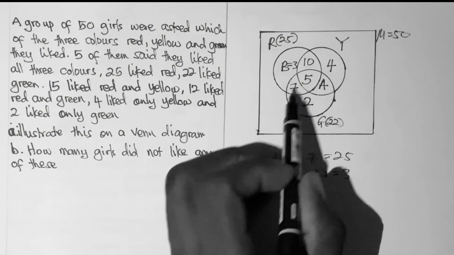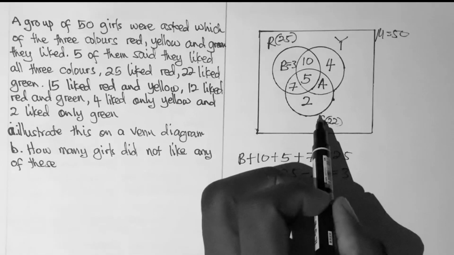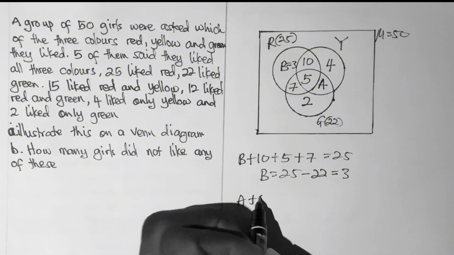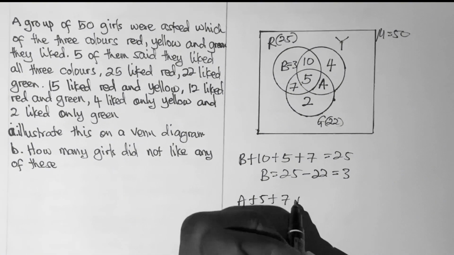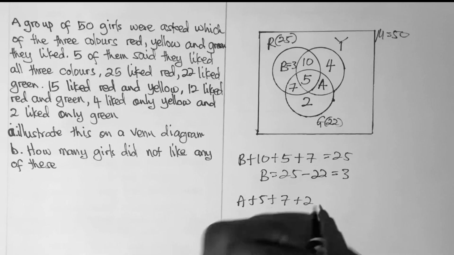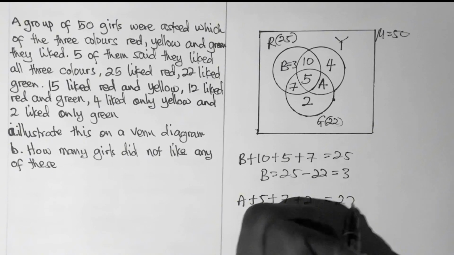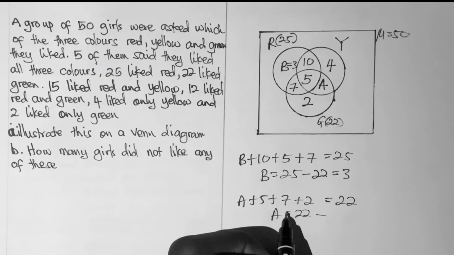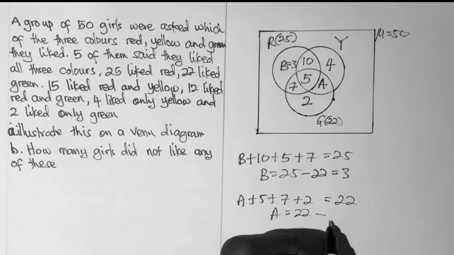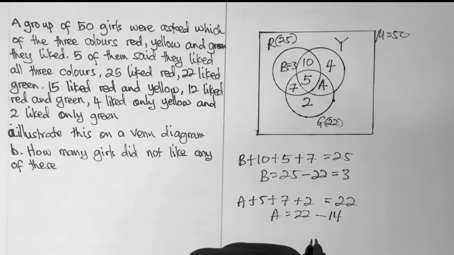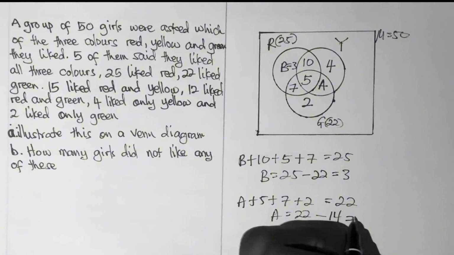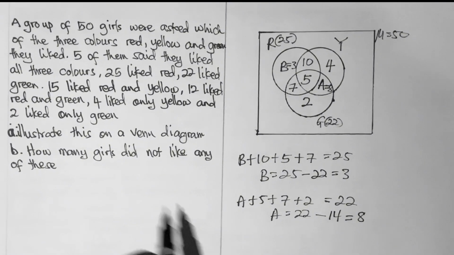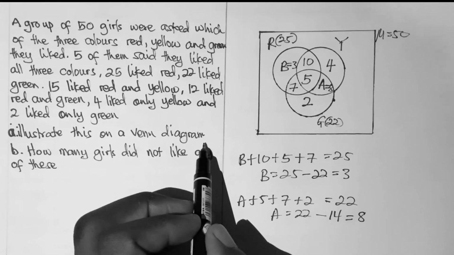Now, we can also find A because we know that the total here is 22. So A plus 5 plus 7 plus 2 is equal to 22. So A is equal to 22 minus, 5 plus 7 is 12, 12 plus 2 is 14. Now, 22 minus 14 is equal to 8, and therefore here's A is equal to 8. So we've been able to illustrate this on a Venn diagram.